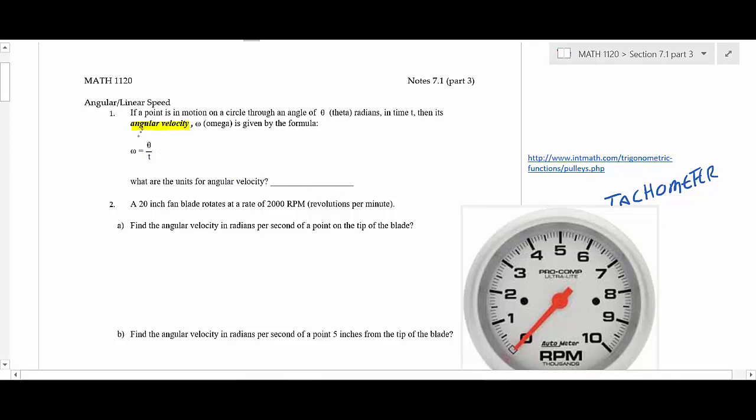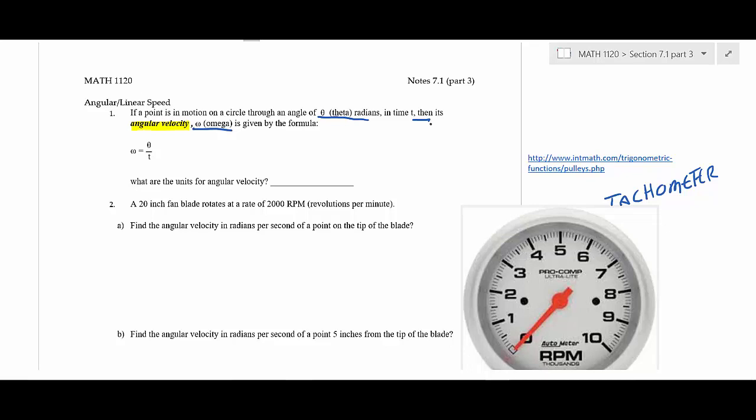So the formula that we use, first thing you want to know is we use the Greek letter omega to represent the angular velocity. We use theta to represent an angle, and then t is time. So revolutions per minute is a measurement, but in this formula, we're really talking about, in radians, what is the angle that it turns through in a unit of time?